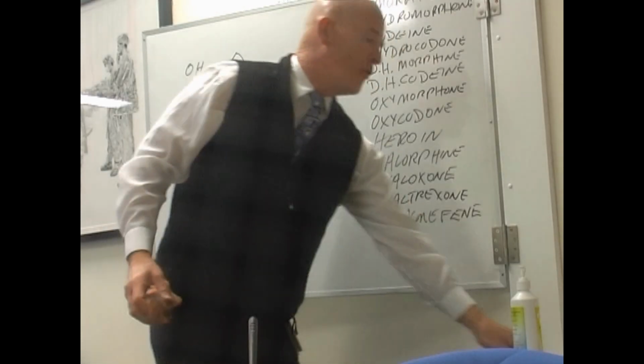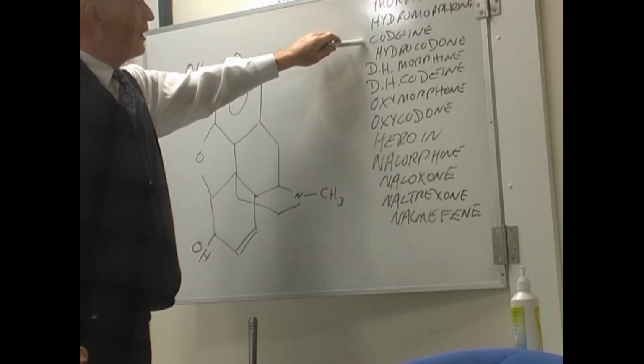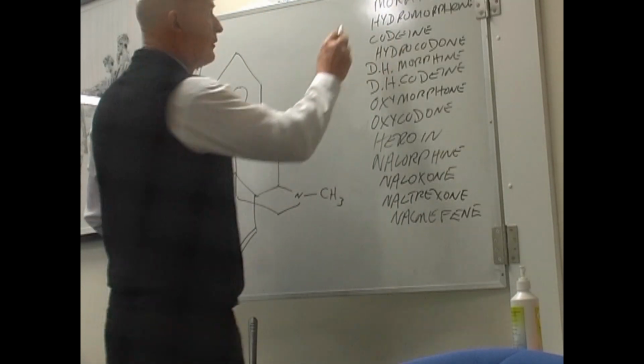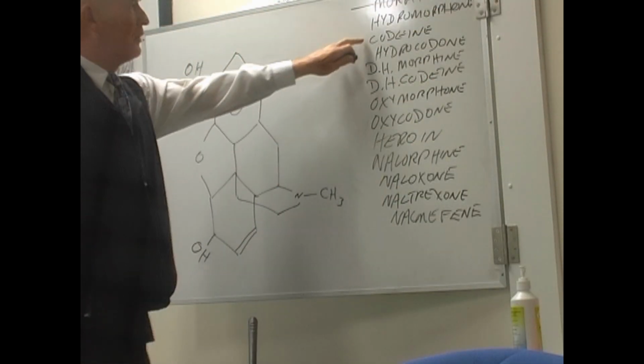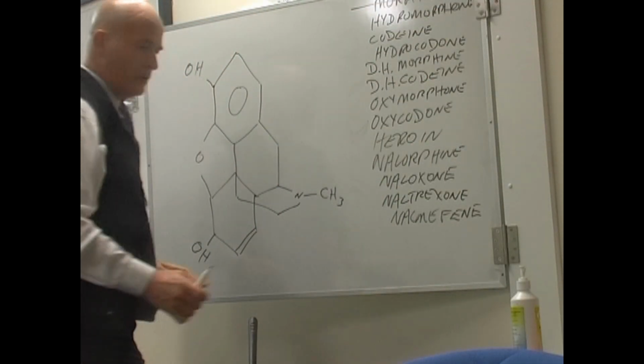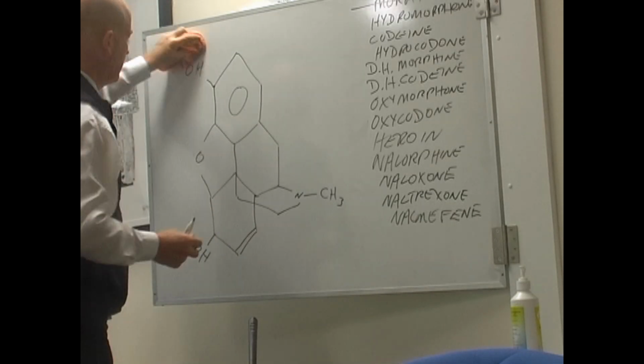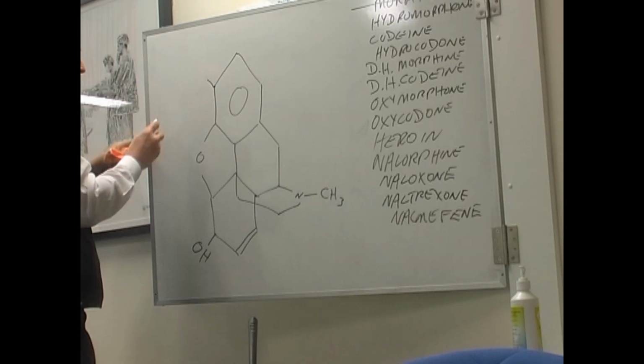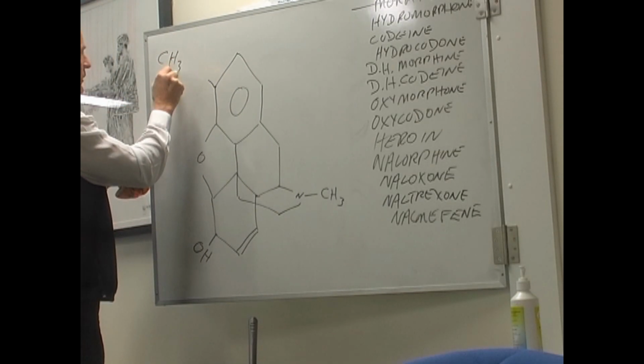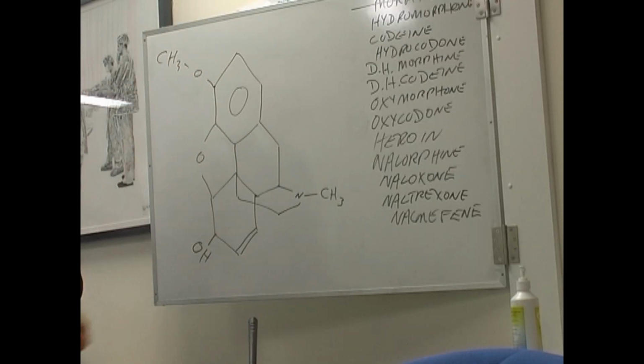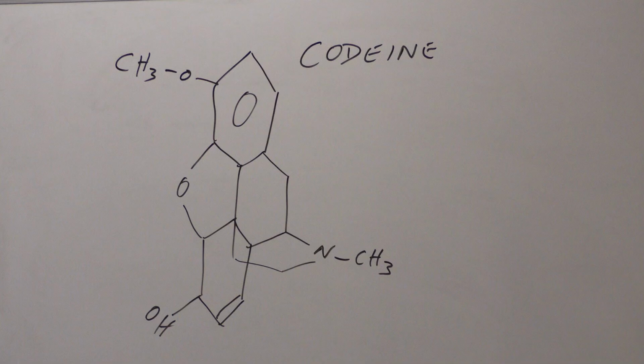Now if we were to turn morphine into codeine, put a line through that. If we were to turn morphine into codeine, all we have to do is go to C3 and put a methoxy here, CH3O. And that has now become codeine.